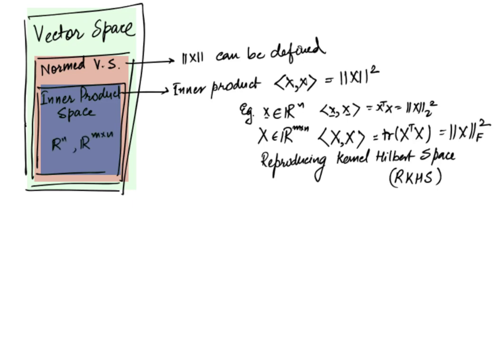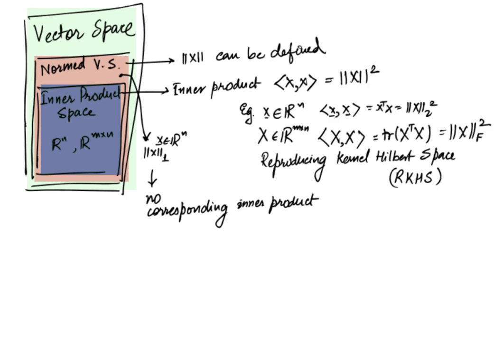Note that not all normed spaces are inner product spaces. For instance, there does not exist any inner product definition that leads to the L1 norm. Therefore, a normed vector space associated with the L1 norm is not an inner product space. So many of the results developed in this course would be general and they would apply for the normed vector spaces, but some will be specialized to inner product spaces. So that is all for this video. We'll continue in the next video.